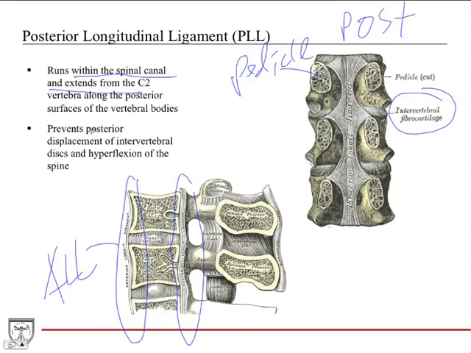Now, what does it do? It prevents posterior displacement of the intervertebral discs. So you have these discs here, and it prevents them from going posteriorly like that. It also prevents hyperflexion, so bending forward. The reason you want to prevent either hyperextension in the case of the ALL or hyperflexion in the case of the PLL is you don't want too much flexion or too much extension, because that creates instability, which can make you susceptible to injury. So these ligaments are very important.